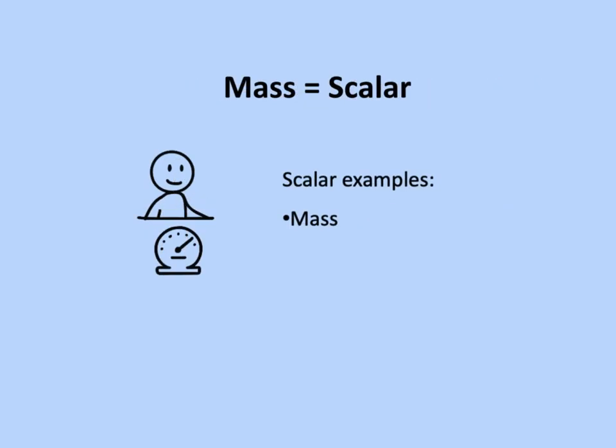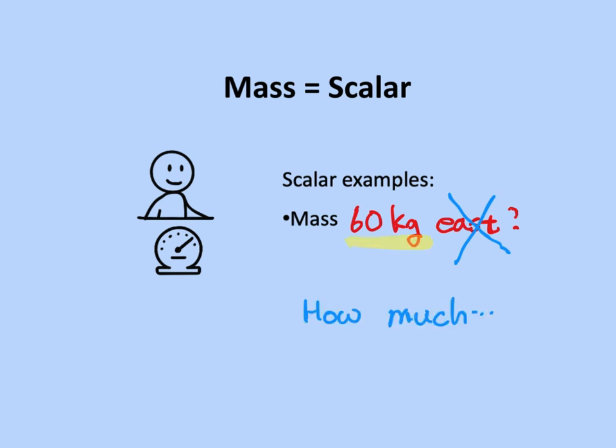Another example, your body mass. If the scale says 60 kilograms, you don't need to ask, 60 kilograms in which direction? That wouldn't even make sense. So, mass is also a scalar. Scalars equals how much. Only the amount matters.